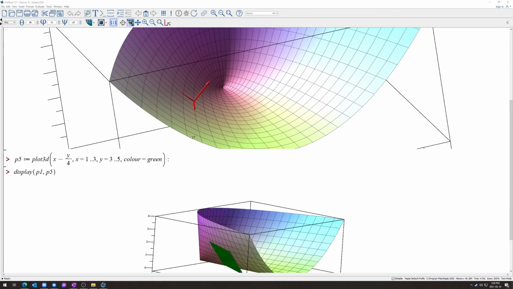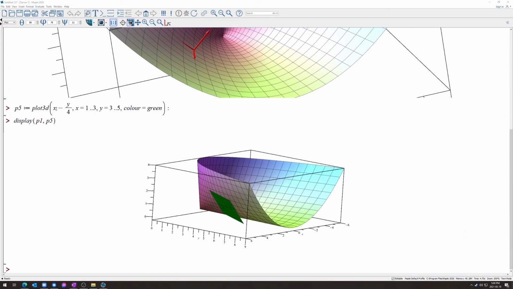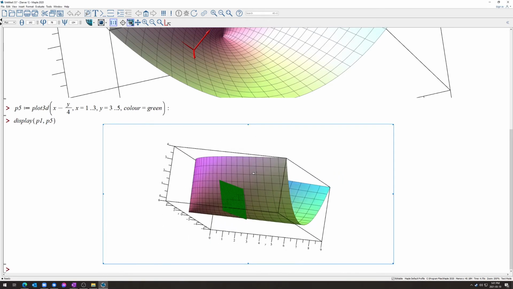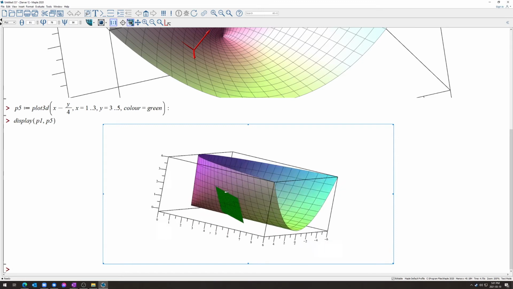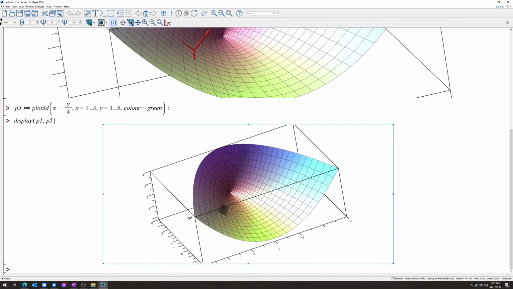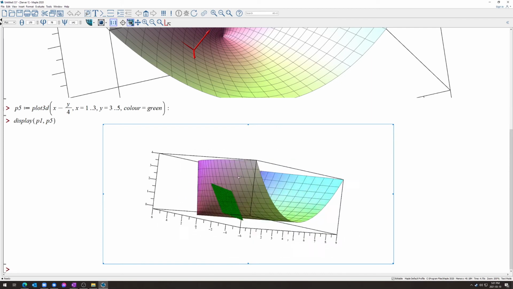So right below here, I've plotted that function. I've just solved it for z, and z is equal to x minus y over 4. Now, the problem with this is that I have to choose a domain in the xy plane, and that's going to get me a little bit more of an awkward shape. It's not exactly a rectangle anymore. It's now some sort of parallelogram. But you can still see that it is, in fact, tangent to the surface.